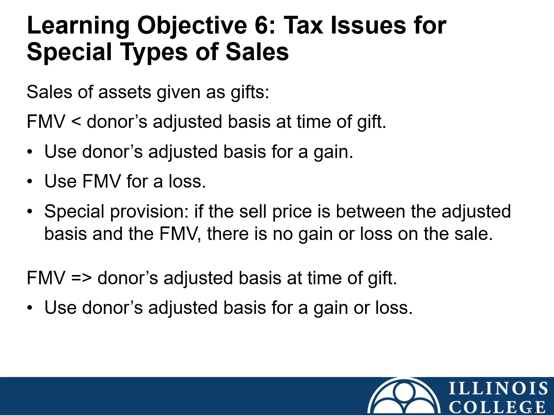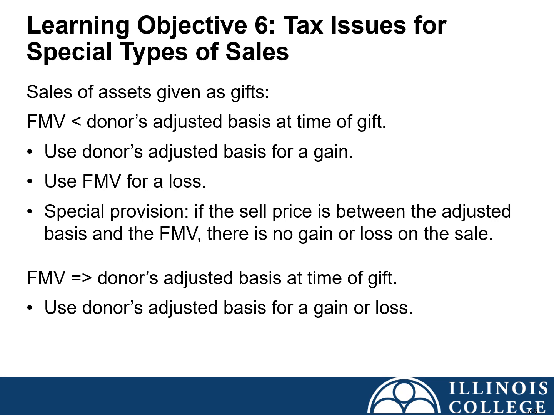All right, now let's talk about another situation that can get a little tricky, and that's when property is received as a gift and then you turn around and sell it at a later time. The challenge here is figuring out what basis we use to calculate the gain or loss, because now we have two possible numbers, either the donor's adjusted basis or the fair market value at the time of the gift. So which one do we use?